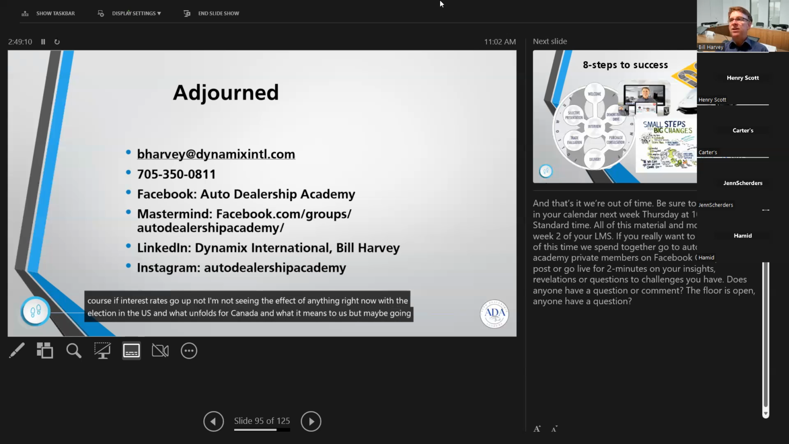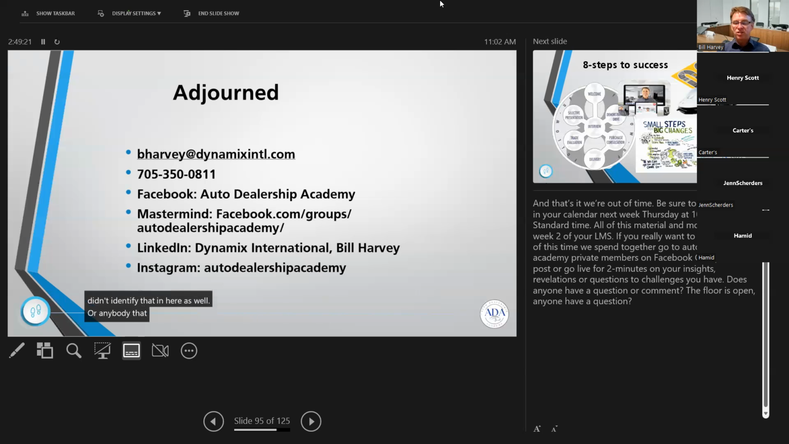Trade values, Hamid, okay. Tax savings, absolutely, 100%. Thank you for pointing that out. I didn't identify that in here as well. For anybody that doesn't make a whole lot of sense to, at least in Canada, when you trade a vehicle in, it is done so at pre-tax value, and I think that is consistent throughout North America.